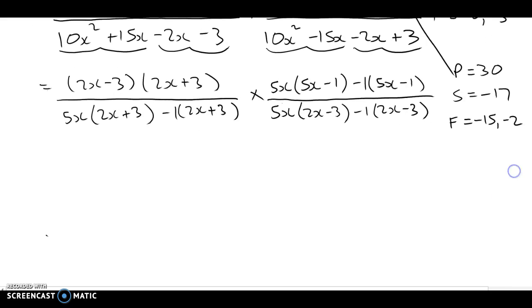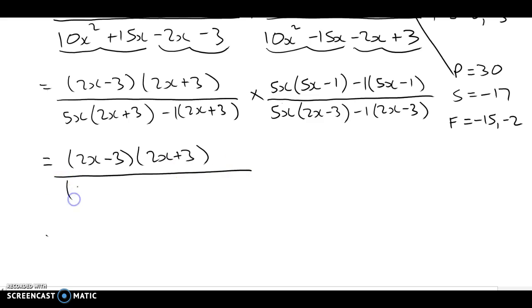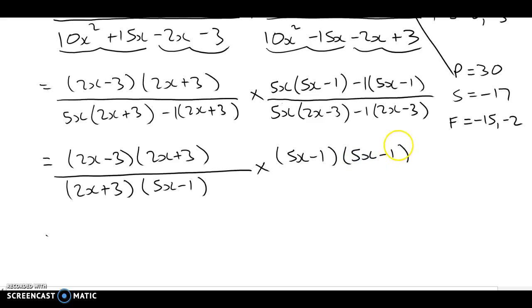Alrighty, let's keep going. 2x minus 3, 2x plus 3, that just stays up the top there. This denominator on this side becomes 2x plus 3 and 5x minus 1, times up here we've got 5x minus 1, 5x minus 1. Down here we have 2x minus 3 as a common factor, and then 5x minus 1.